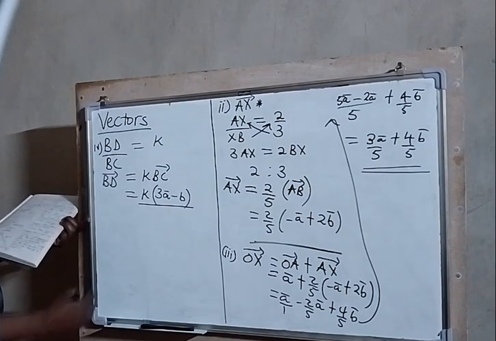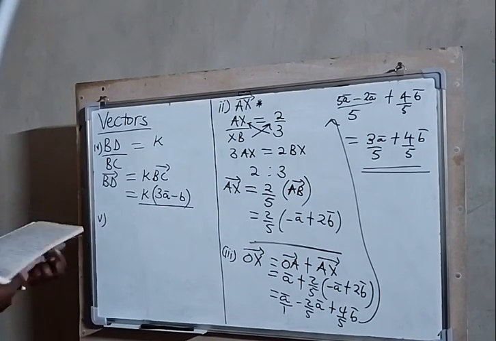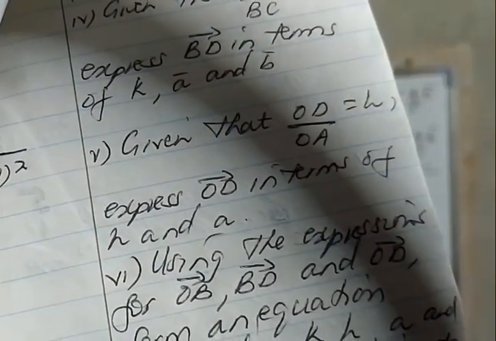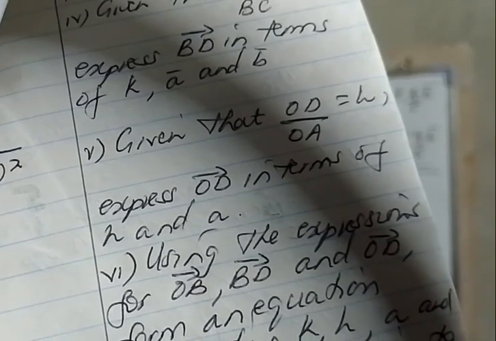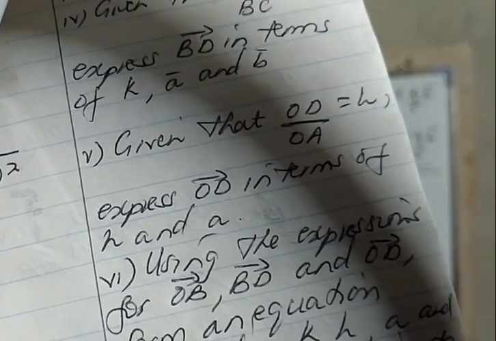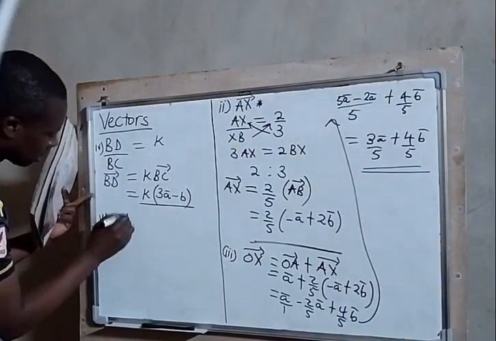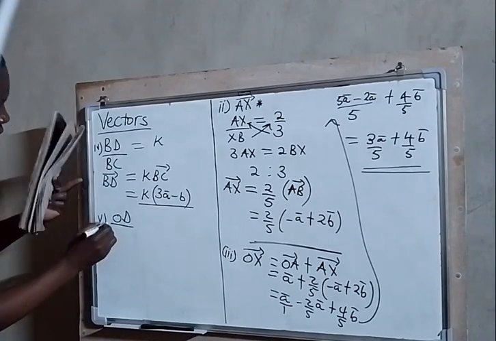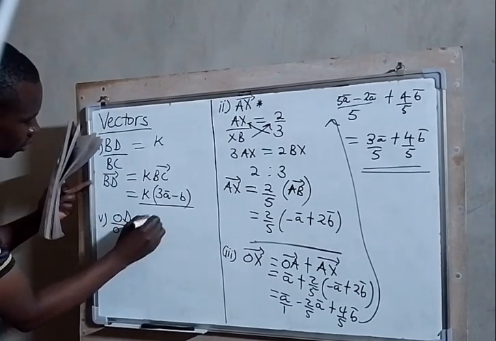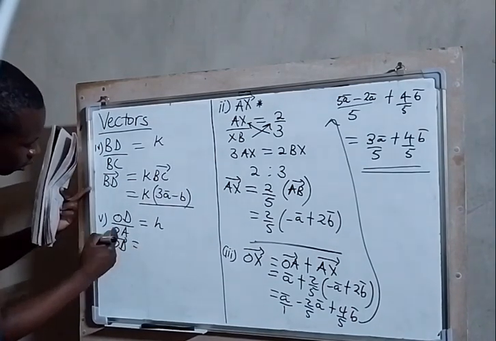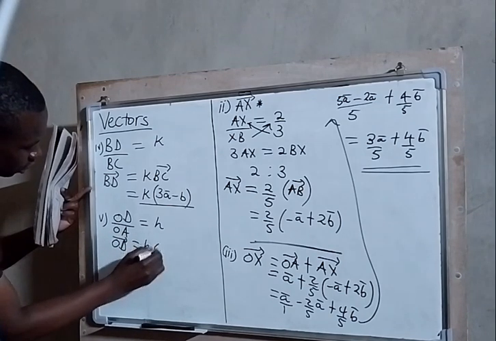Then for item 5, let's go back to the instruction again. Item 5, given that OD over OA is equal to H, express OD in terms of H and A. So our OD over OA is equal to H. Now vector OD is equal to, multiplying both sides by OA, H OA.